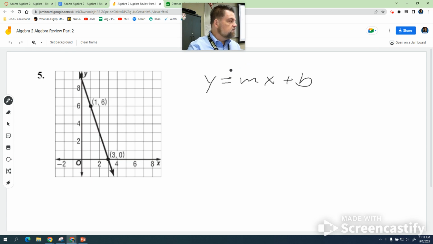Not really. 6 over -2. Could be. How'd you come up with that? Rise over rise over run. So remember that the slope m is equal to the rise over run. Very good.